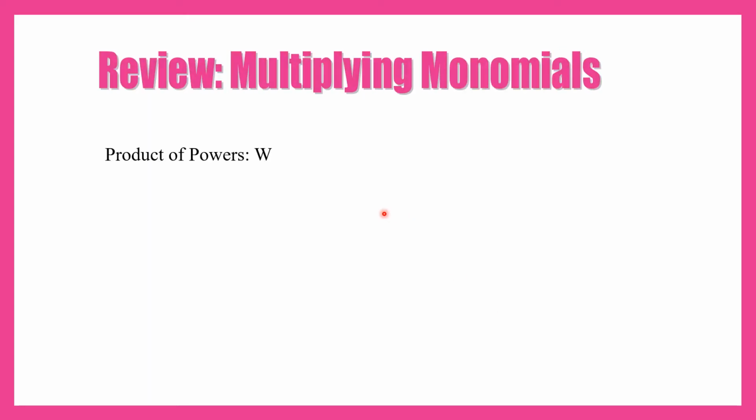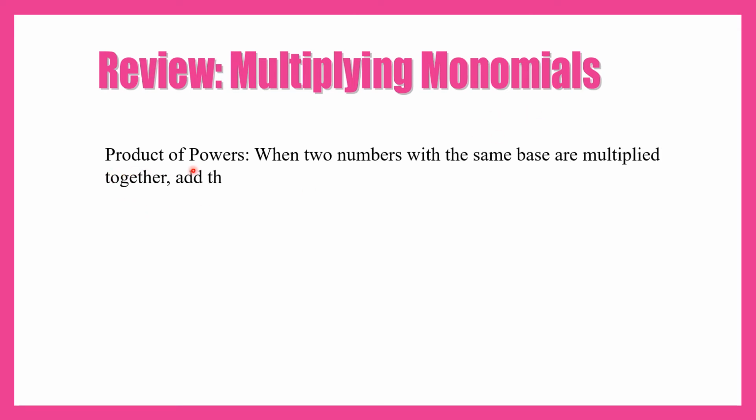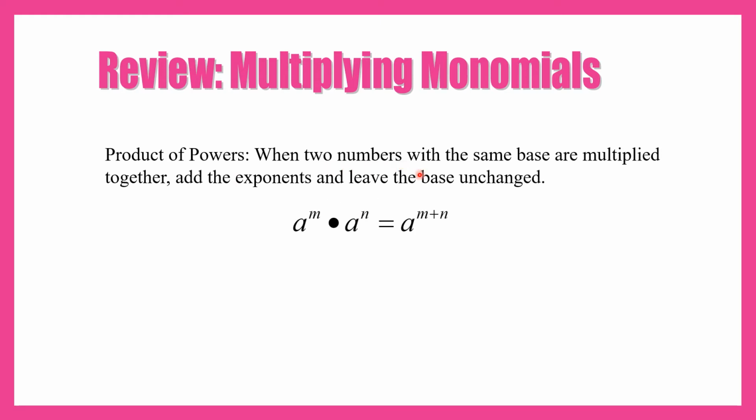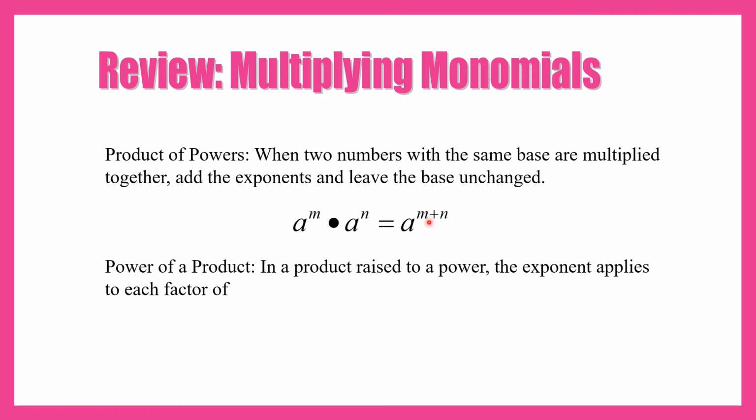Okay, let's review again multiplying monomials. We have the product of powers. When two numbers with the same base are multiplied together, add the exponents and leave the base unchanged. A raised to m times a raised to n is equal to a raised to m plus n. So here we just add the exponents.